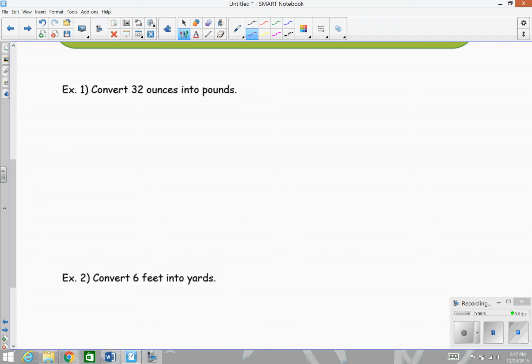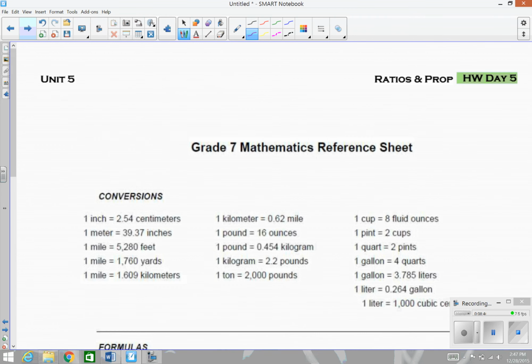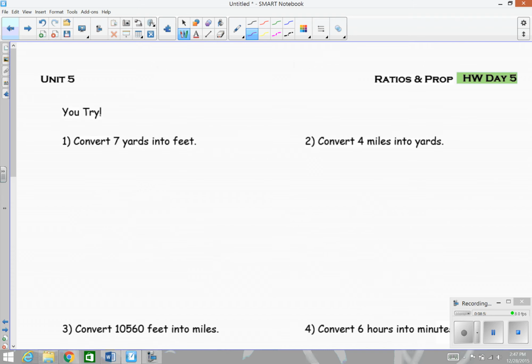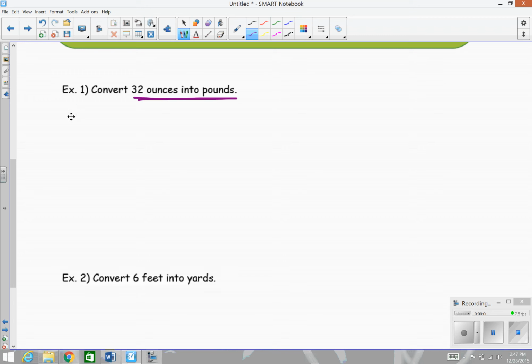Here's the first. It says convert 32 ounces into pounds. Now, I don't know that off the top of my head, so I'm going to flip to the back of this packet where I've provided the reference sheet for you. I'm going to look up ounces and pounds, and look for a connection between the two. We're lucky this time because there's a direct conversion. 1 pound is 16 ounces, so I'm going to use that. That's my conversion factor, and I'm going to write it as a ratio. 1 pound is 16 ounces.